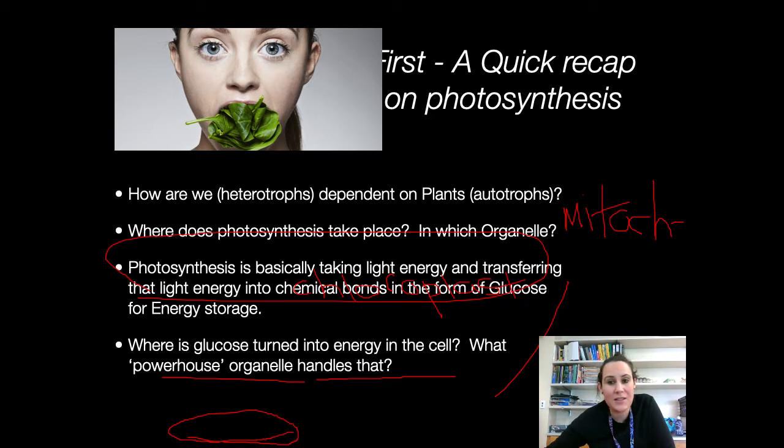So again, with photosynthesis, we're talking about the chloroplasts. But when we get into cellular respiration, we're jumping into the world of, I'm not going to finish it, the mitochondria.